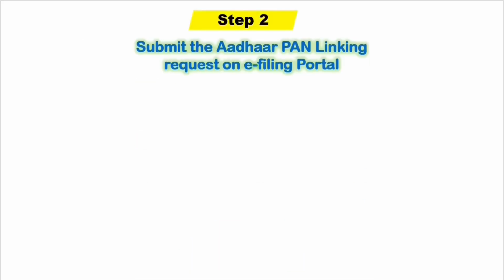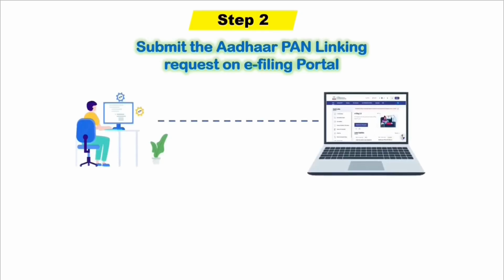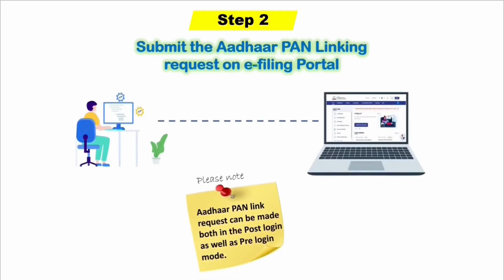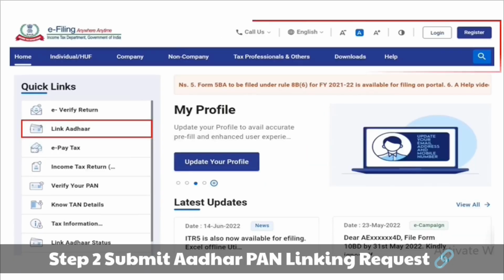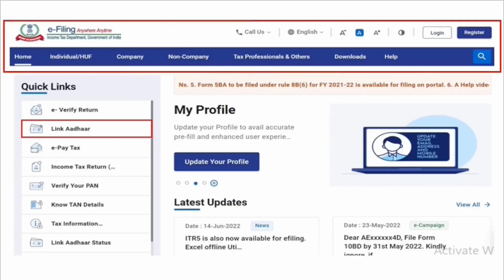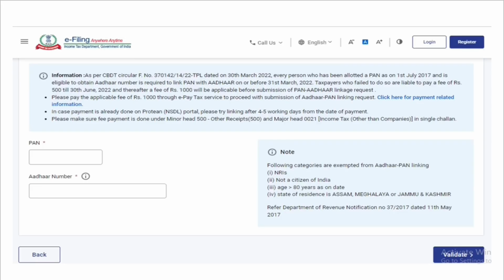Let us now move to the step 2, which is submitting the Aadhaar PAN link request on e-filing portal. This can be done immediately if the payment is made through ePay tax service. Please note that Aadhaar PAN link request can be made both in the post-login as well as pre-login mode. We would be discussing both the options one by one. Let us first see if you wish to submit your Aadhaar PAN linking request in the pre-login mode. Here you can simply go to the e-filing portal homepage and click on Link Aadhaar under Quick Links section.